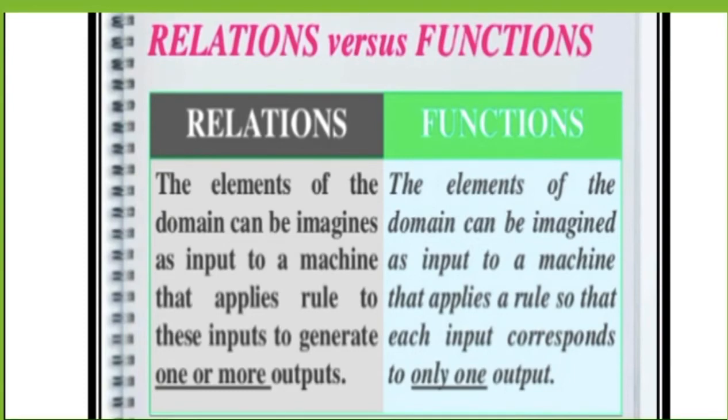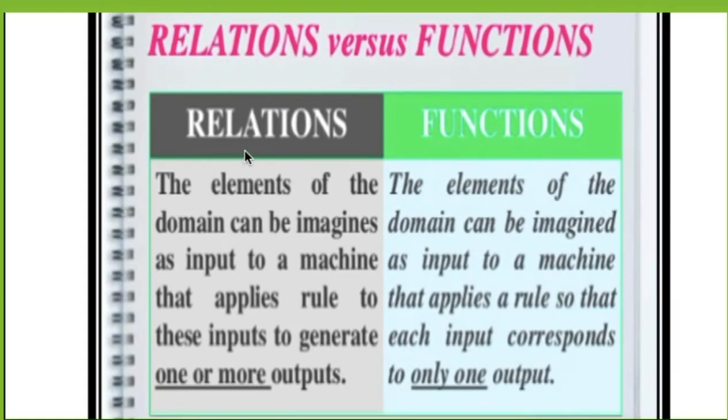as follows: the elements of the domain can be imagined as input to a machine that applies a rule so that each input corresponds to only one output. And I think that is the very main difference of a function to a relation, because in a function, each input corresponds to exactly only one output. While when we talk about relations, okay, the inputs can generate one or more outputs.